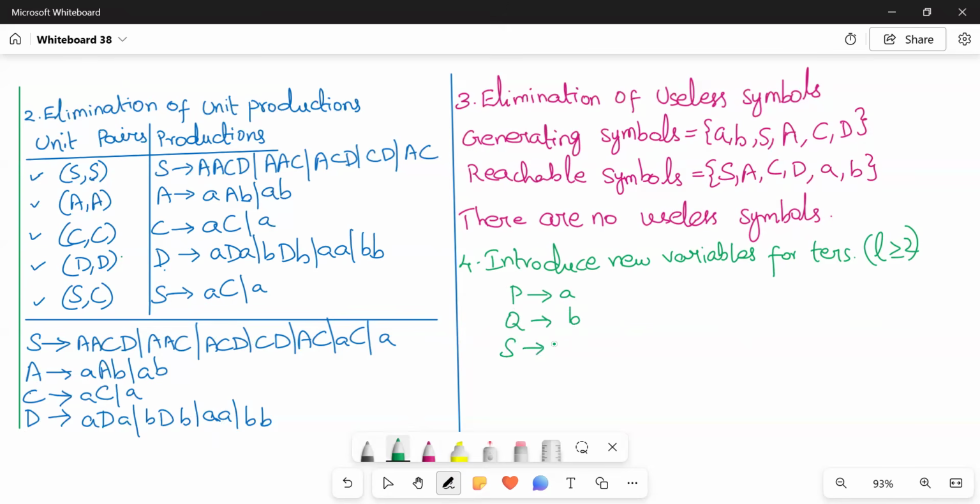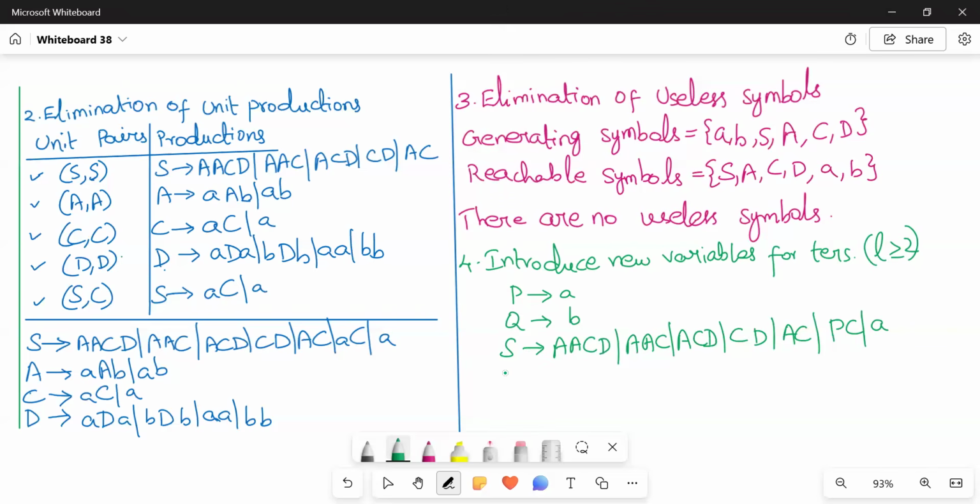Now S tends to AACD bar AAC bar ACD bar CD bar AC bar. Now PC. Instead of A, substitute P, because the length is 2. So PC bar. Here there is a single terminal symbol. CNF supports a single terminal symbol, and here the length is 1, so we should not replace this terminal symbol. We have to write it as it is. Don't substitute A by P.